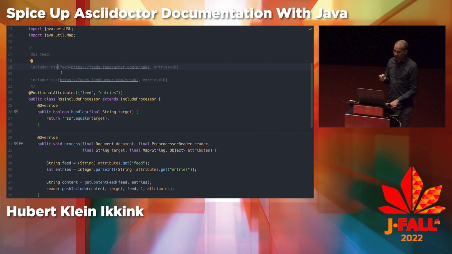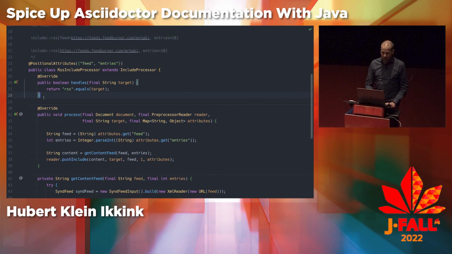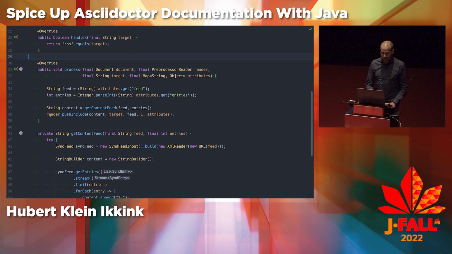Two attributes, one is the feed URL and one is the entries, which is actually the number of entries you want in your output. So by just implementing the handles method, we just say, okay, if you include::RSS is in your source code, this is the code that implements the logic to replace that with something that we want. And the something that we want, you can see here.